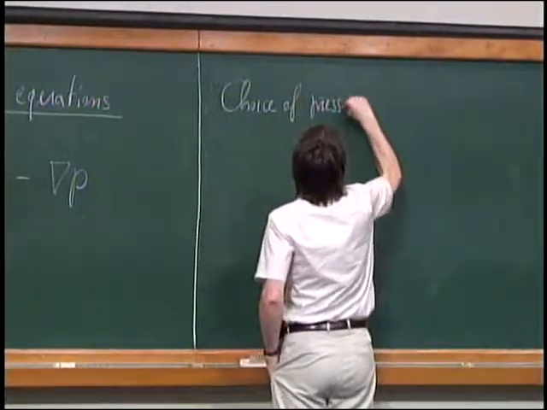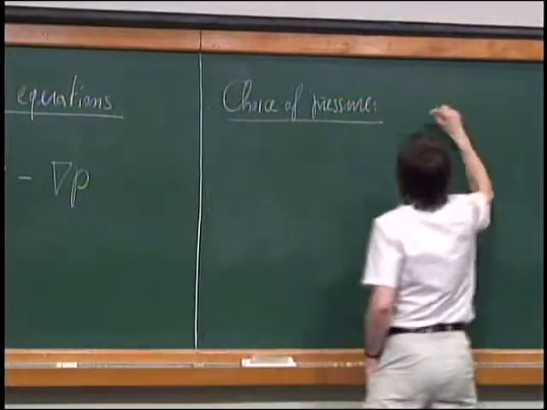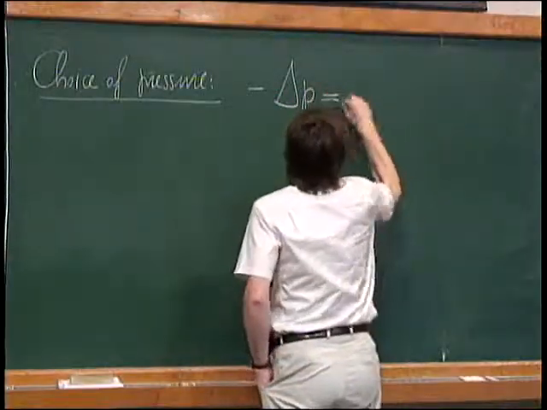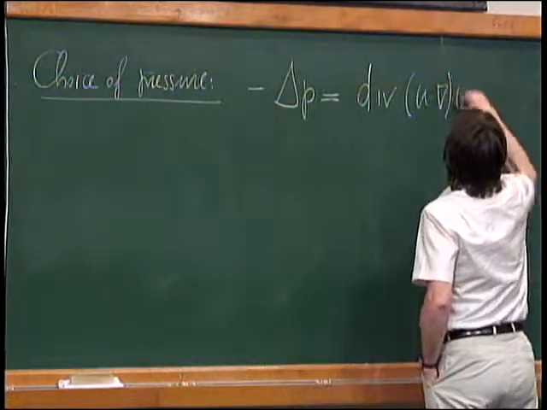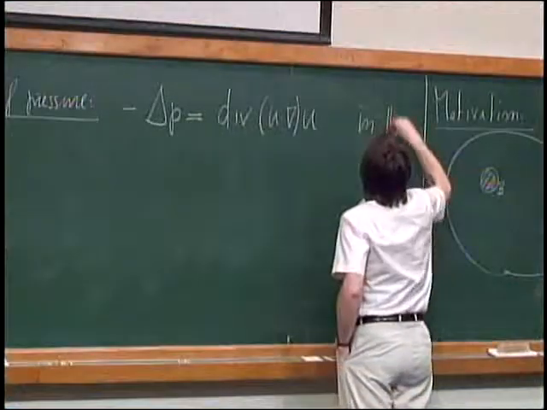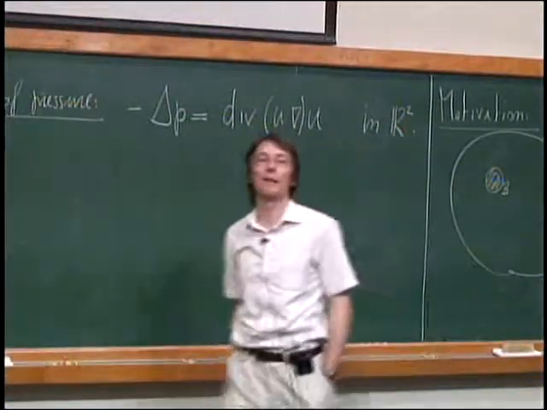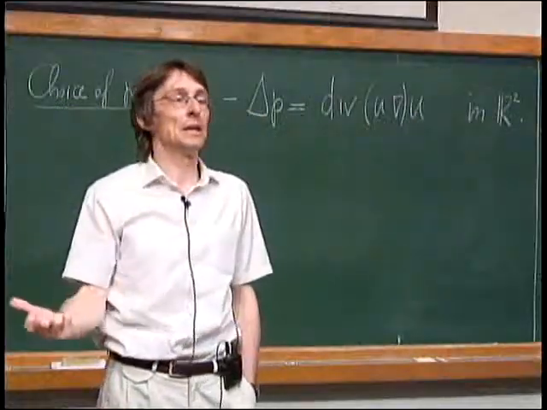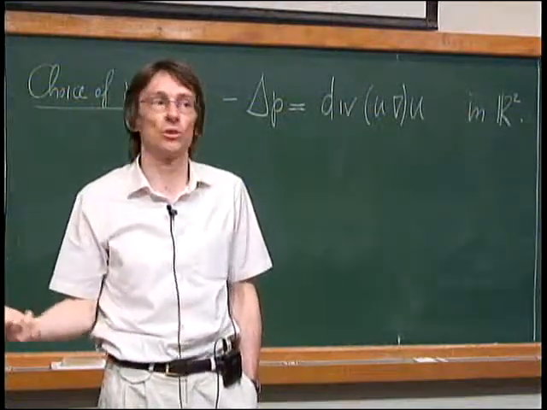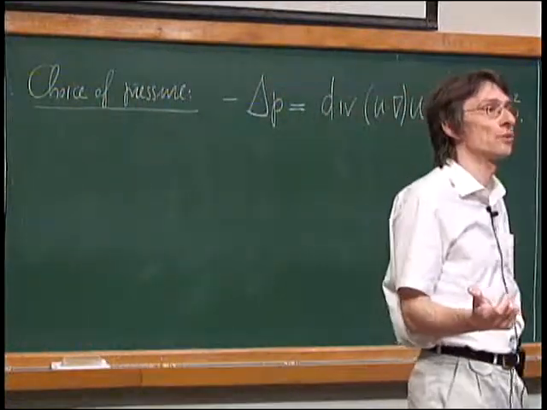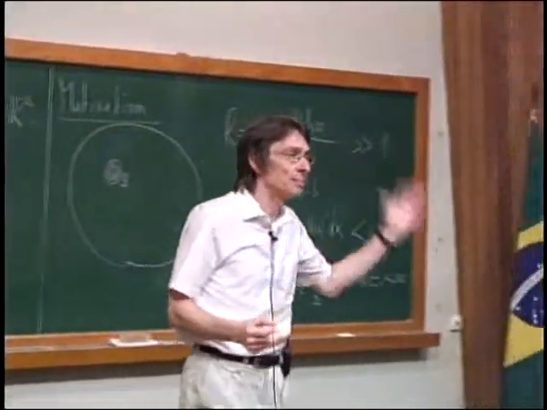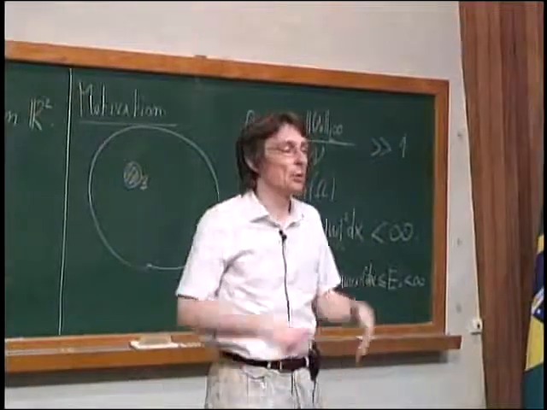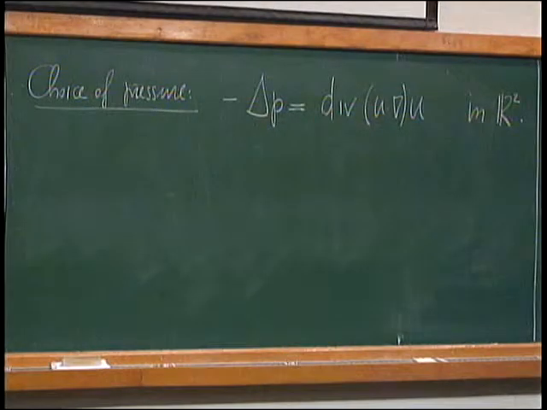So the pressure is known to satisfy an elliptic equation, which has been written several times already in this conference. Minus Laplacian of P is divergence of U dot grad U in R2. Okay? But this doesn't determine the pressure uniquely because you can add an arbitrary harmonic function to the pressure, and this gives another solution. In a bounded domain, you don't have this problem. I mean, in a bounded domain with no slip boundary condition, this elliptic equation plus the equation itself determines the pressure up to a constant. But this is not the case here.